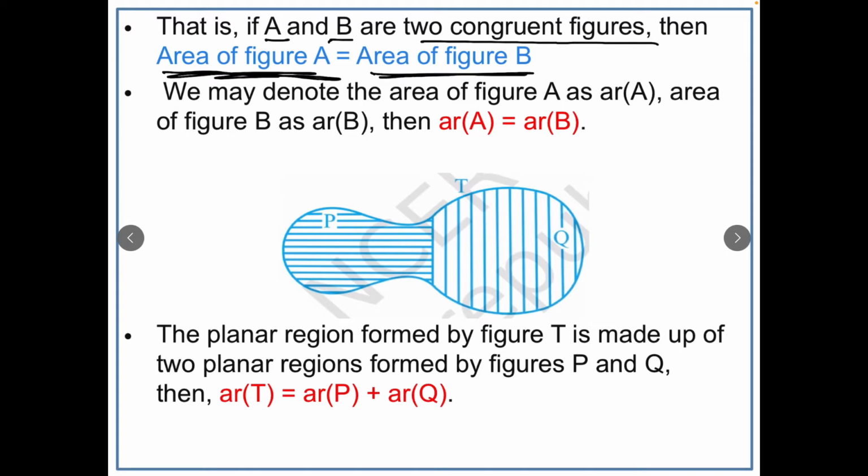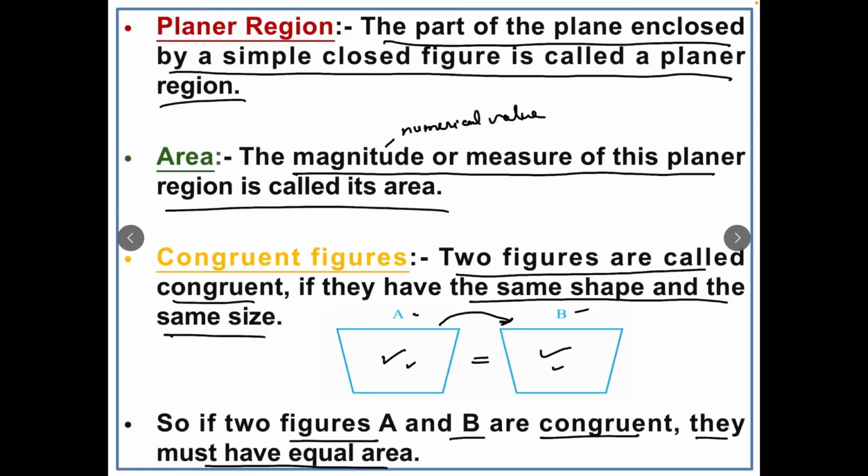We denote the area of figure A by the symbol ar(A), with capital A inside the bracket, and the area of figure B as ar(B), with capital B inside the bracket. So ar(A) represents the area of figure A and ar(B) represents the area of figure B, or we can write ar(A) equals ar(B), that is, area of figure A is equal to area of figure B. That's how we read this. What you have to understand here is that congruent figures are figures which have the same size and the same shape.